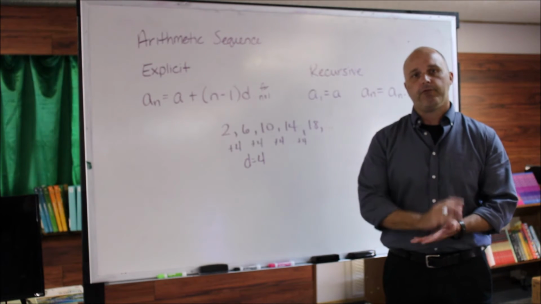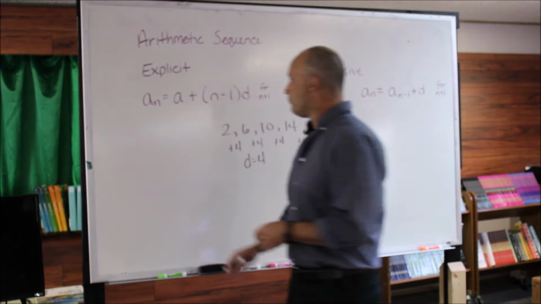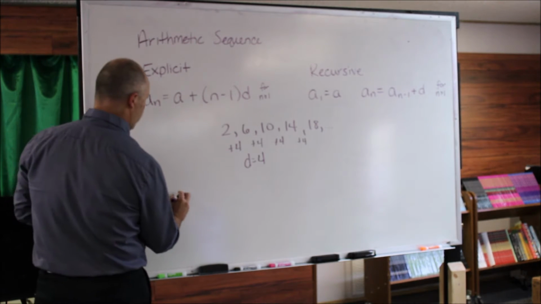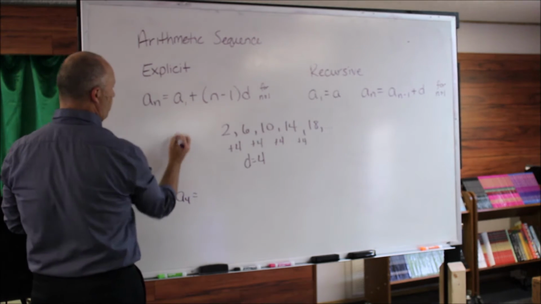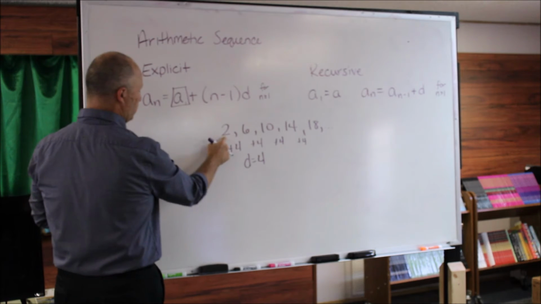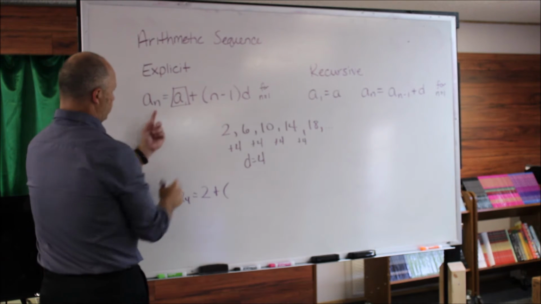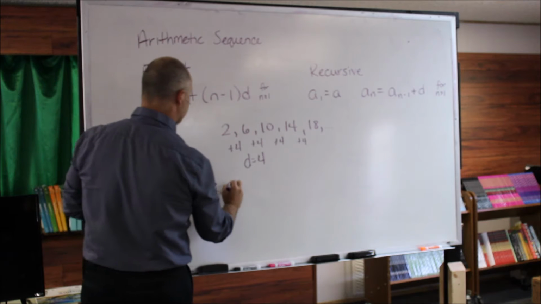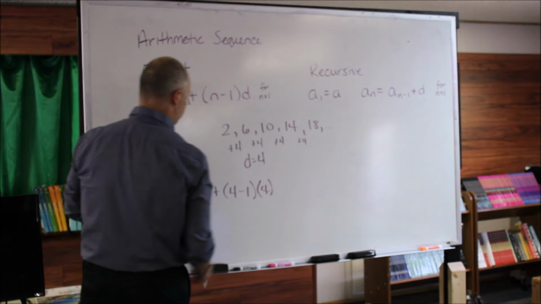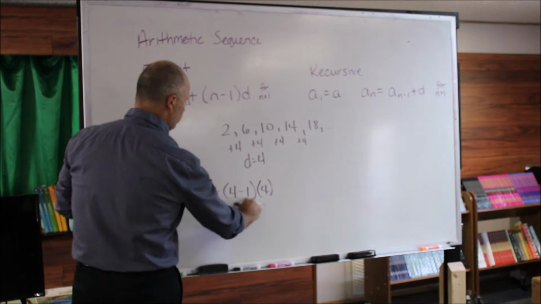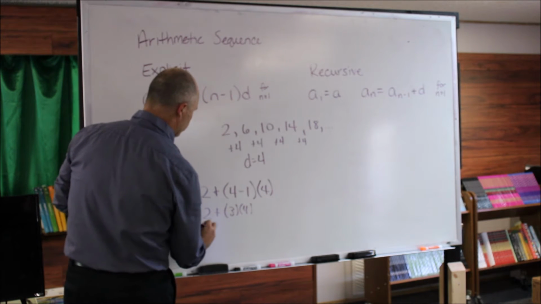Now let's say that we want to find the fourth term in this sequence. We're just going to verify that this explicit formula works. If we're looking for the fourth term, we're going to say a sub 4 is equal to a, and a is a sub 1, the first term in the sequence. So 2 plus, and then n is the fourth term, so 4 minus 1 times our common difference, which is 4. So we get 2 plus 4 minus 1, which is 3, times 4. 3 times 4 is 12, plus 2 is equal to 14.